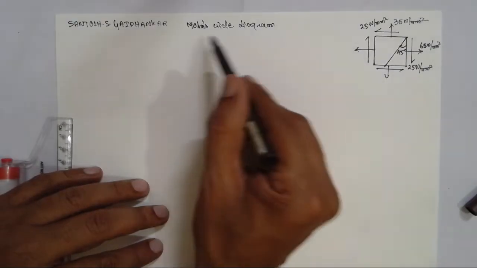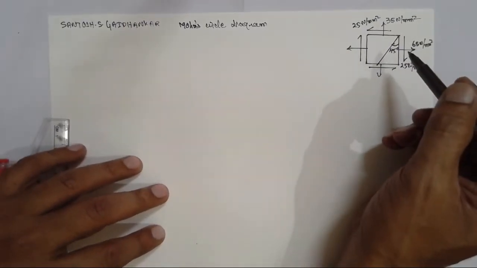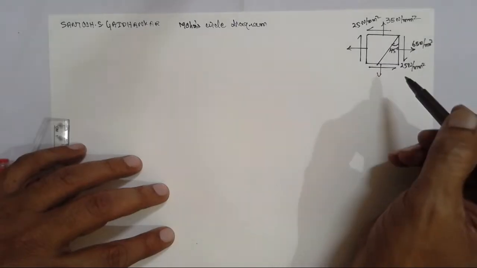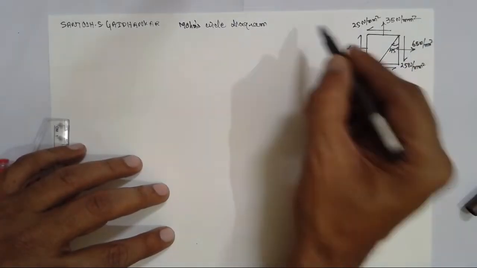In that one, the Mohr circle diagram. This is the problem I am going to solve, which contains an oblique plane. Now, a few assumptions while solving the problem.